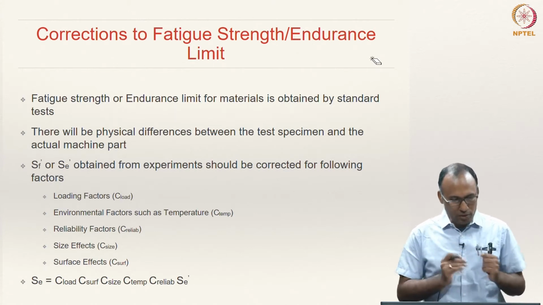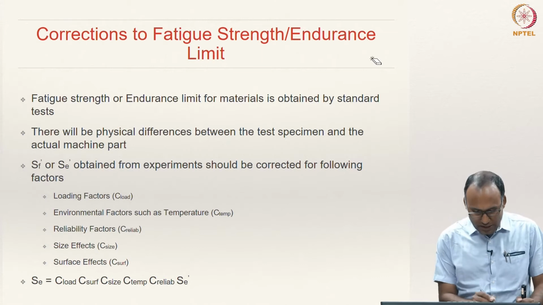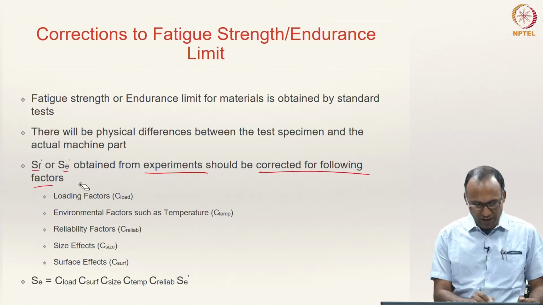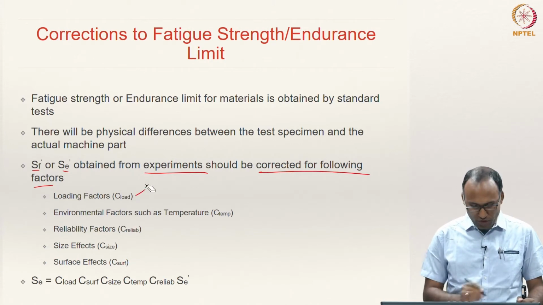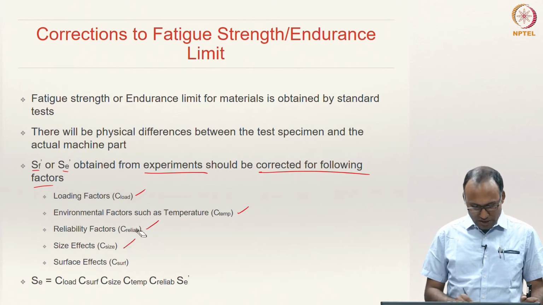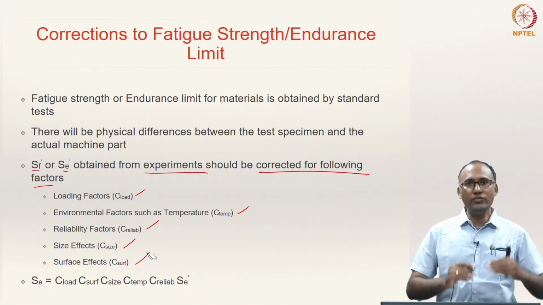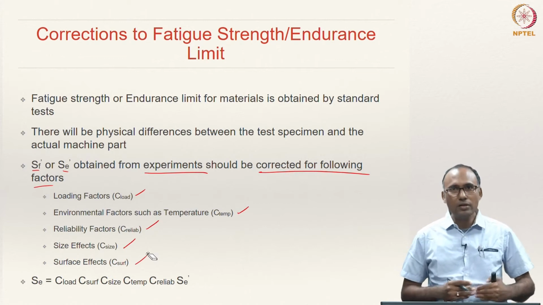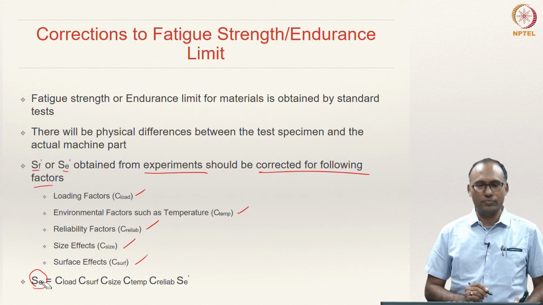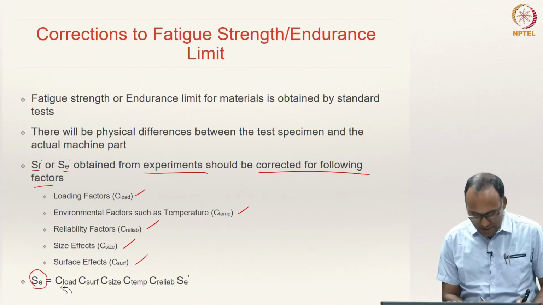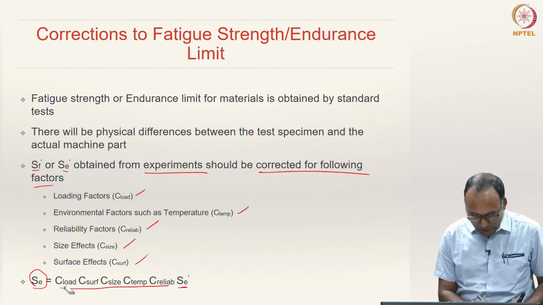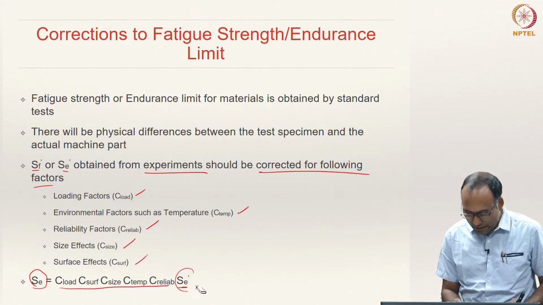Okay. So, in order to account for that, the SF prime or SE prime obtained from experiment should be corrected for the following factors. What are those factors? A load factor, environmental factors such as temperature factor, reliability factor, size factor and surface factor. Once you have accounted for these factors, your corrected endurance strength is obtained by multiplying all these factors with the uncorrected endurance strength.